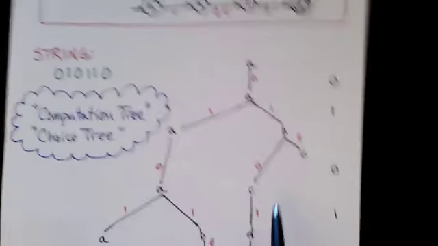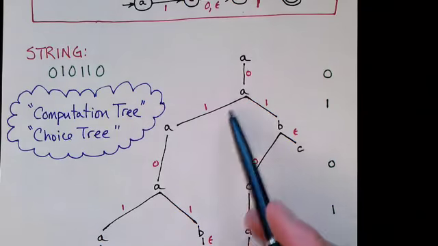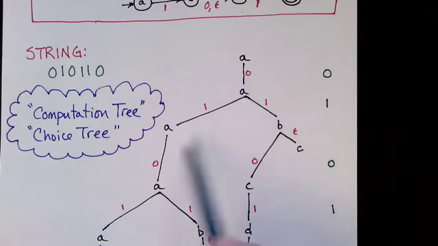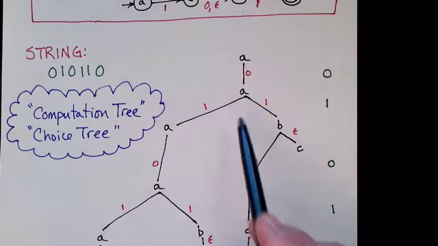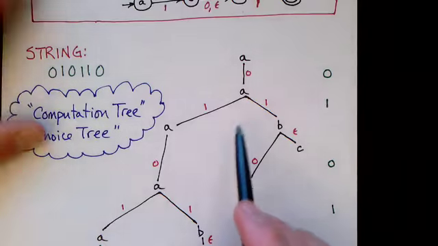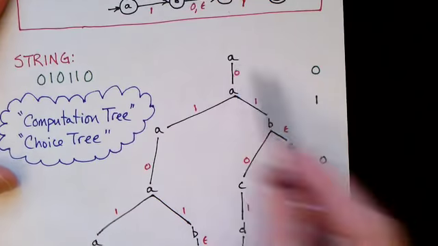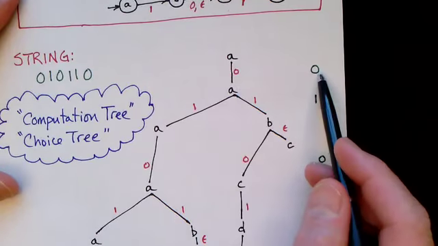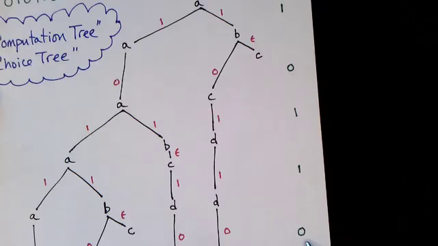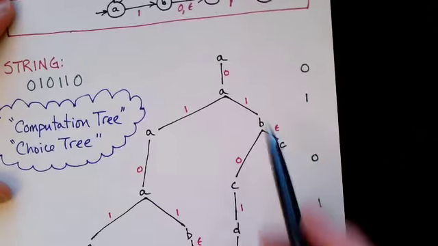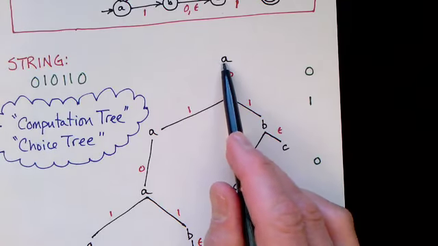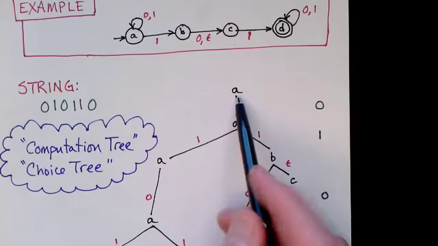Now I've drawn down here the choice tree again, and I've fleshed it out in full detail. Sometimes this is called a computation tree, same thing. So let's see how this works. Over on the right side, I've got my string 0, 1, 0, 1, 1, 0. And at each point, we're in some state, and we have certain choices we can make.